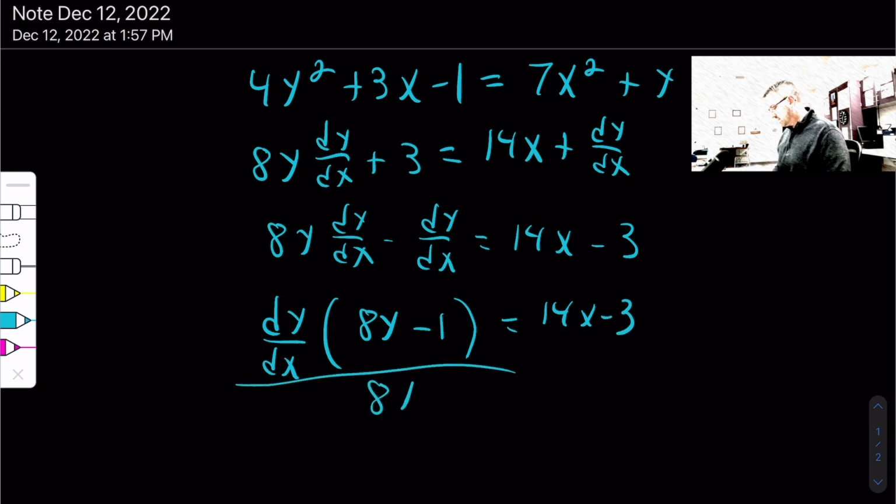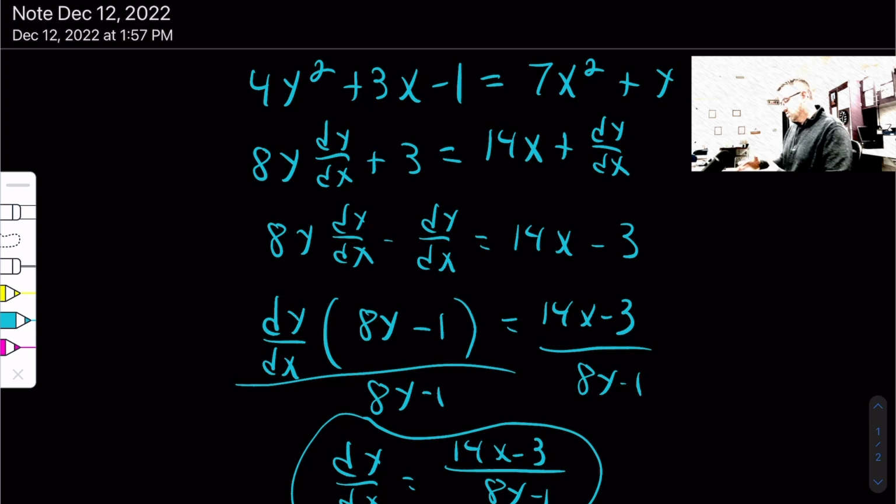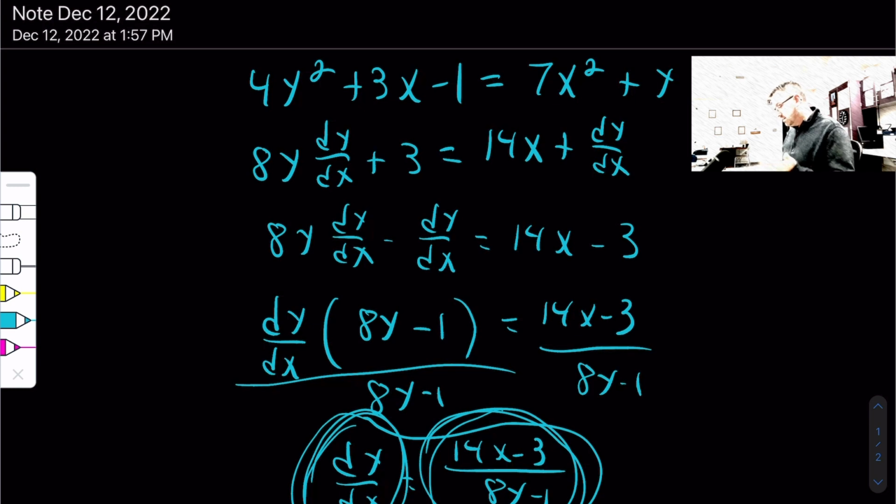Now I can divide both sides by 8y minus 1. And I get dy dx equals 14x minus 3 all over 8y minus 1. There you go, guys. There's implicit differentiation, taking the derivative of y with respect to x. When you take the derivative of that y term, tack on a y prime or a dy dx. And as you're getting close to the end, you're going to get all your dy dx's to one side, factor it out, and once you get dy dx equals, then you have the derivative of y with respect to x. And it's going to have more than one variable in it. That's okay. That's the way it works.